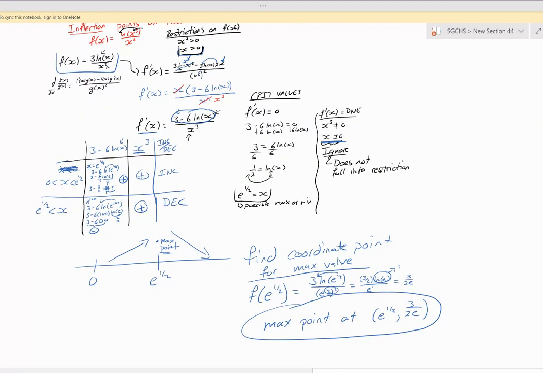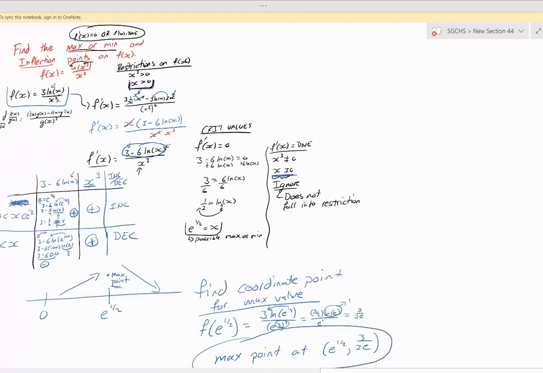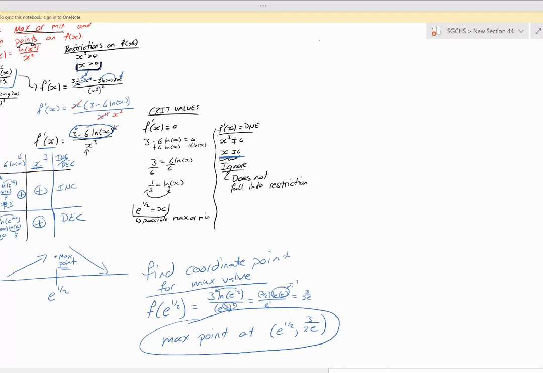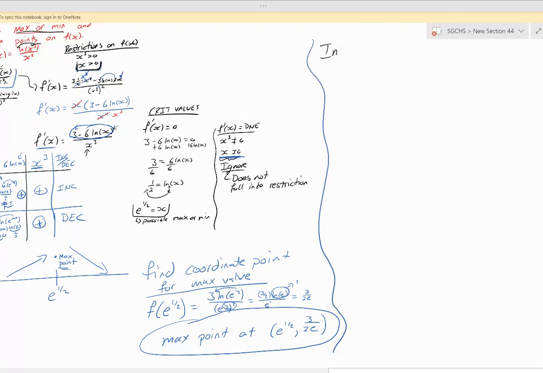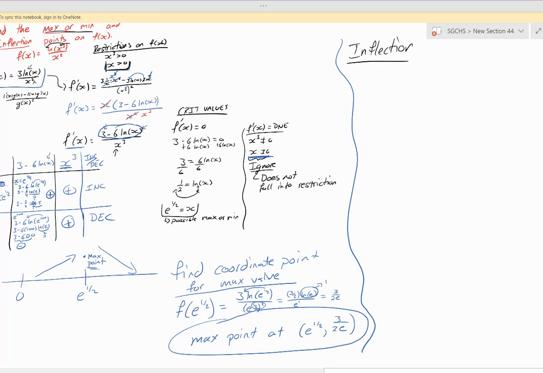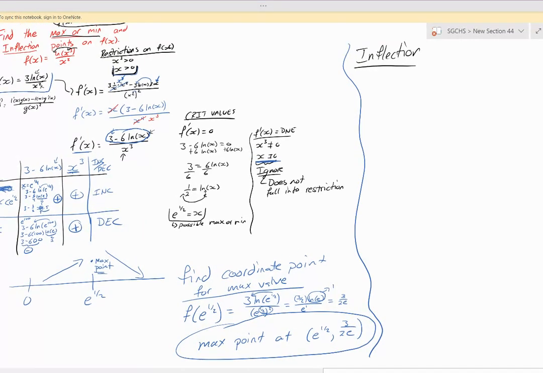Now for my inflection point. I kind of have to do the same idea, but remember, an inflection point is due to concavities. An inflection point occurs when you have no concavity, so when your second derivative either does not exist or equals 0. So we are going to have to focus on inflection points.